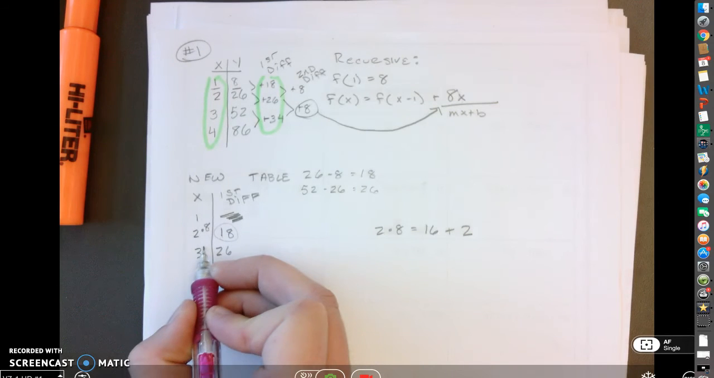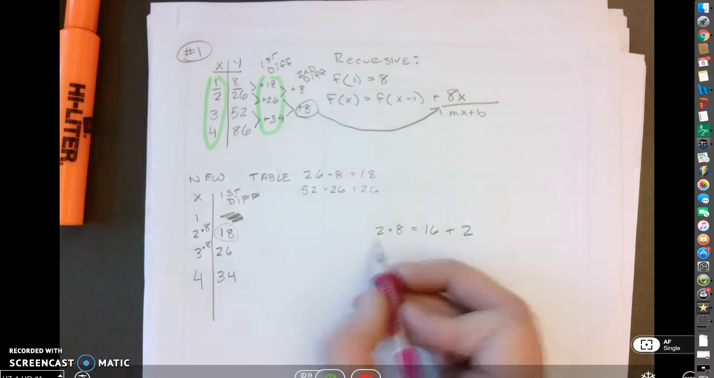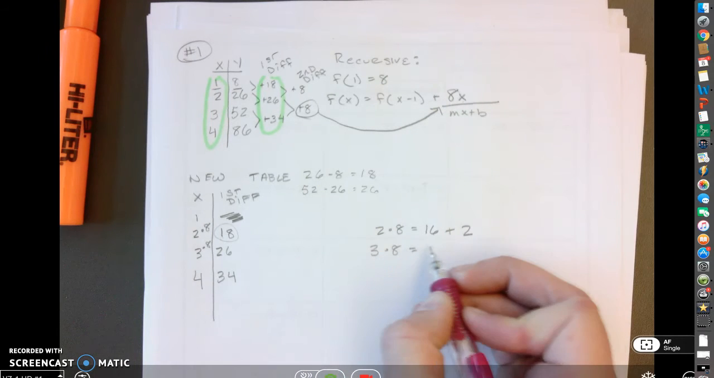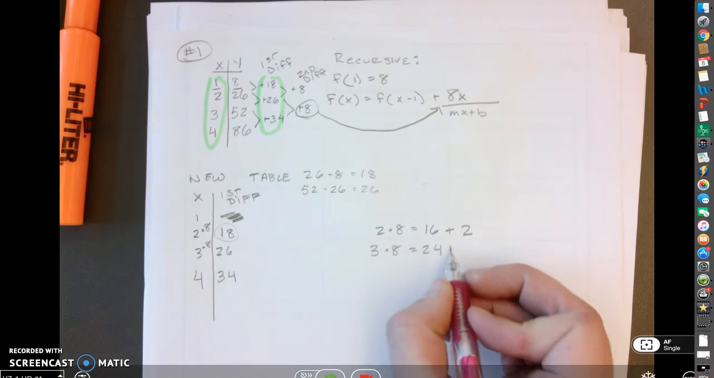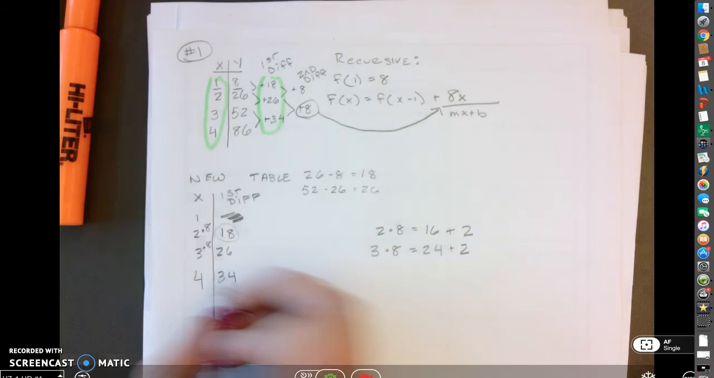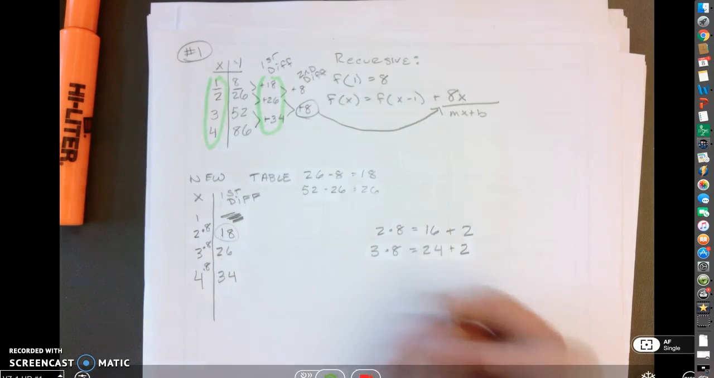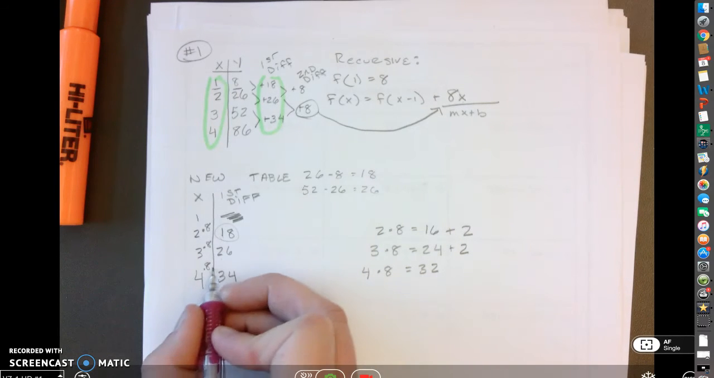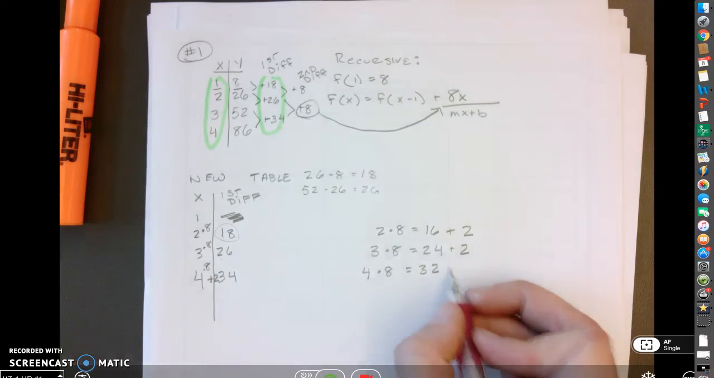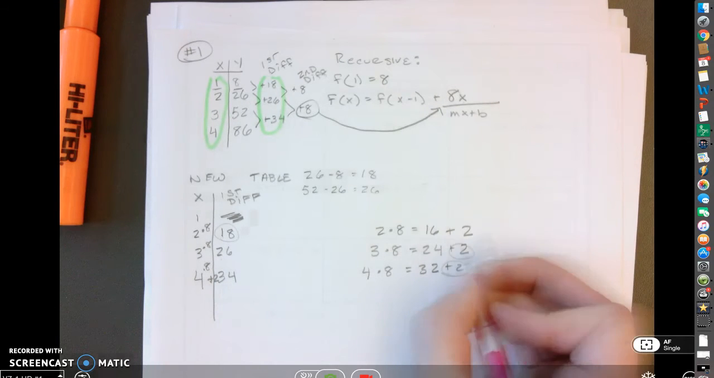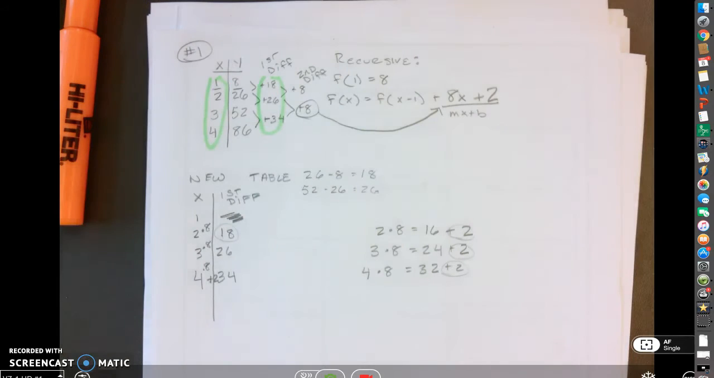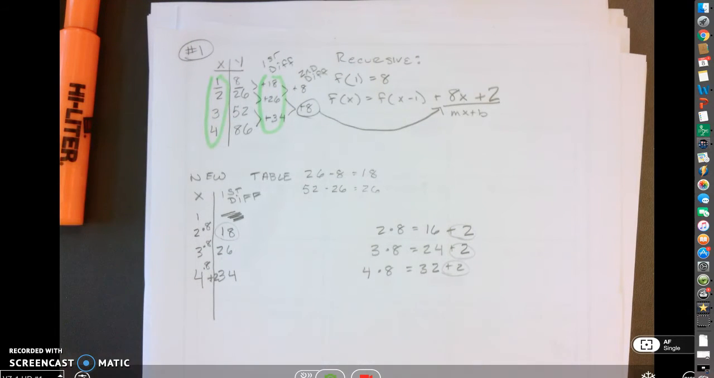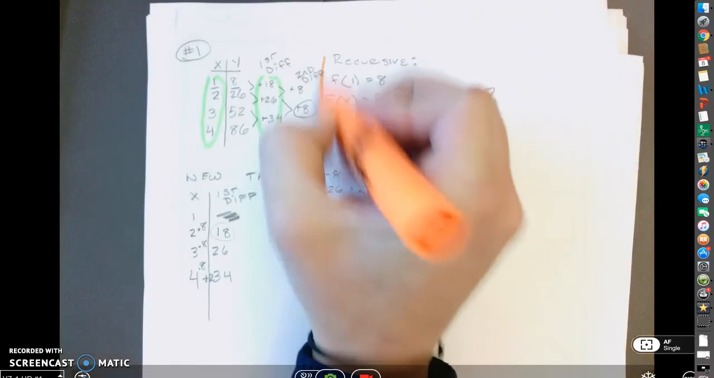Let's do it with this one. I go 3 times 8. Well, 3 times 8 is 24, but I want 26, so I have to add 2. Then I go 4 times 8. That gives me 32. And then I have to say, oh, but I need to add 2. So this adding 2 every time is what goes right here. So there's your recursive equation for number 1.